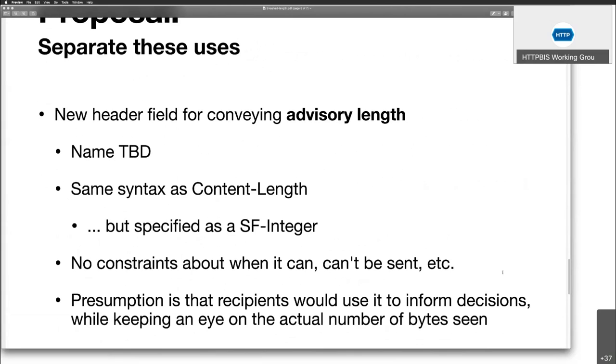The name is a bike shed. That's why it's called a bike shed. It has the same syntax as content length, but would probably make it a structured field. No constraints about when it can and can't be sent and so forth. It's just open for interpretation. The presumption being that if you send this header, for example, in a POST request, the server will look at that and say, oh, he says he's going to send me 3 gigabytes. I guess I'll accept that. But then as you're reading the message, you make sure that he doesn't send much more than 3 gigabytes so that you can't be attacked in that fashion.